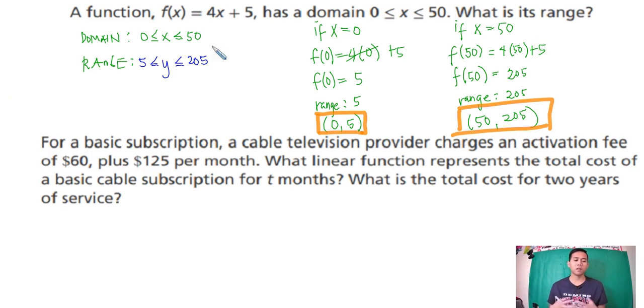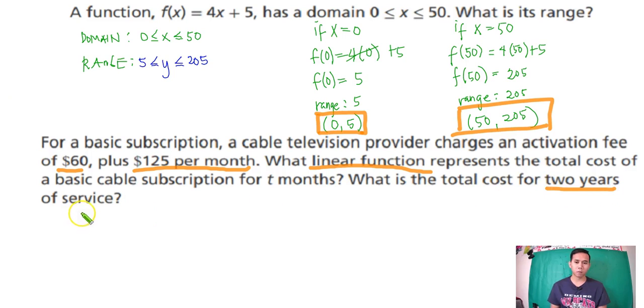Okay, and the last example on the word problem is that for a basic subscription, a cable television provider charges an activation fee of 60 and an additional 125 per month. What linear function represents the total cost? So we are going to write a linear function that will represent the total cost of the basic cable subscription for a month. And then what is the total cost for 2 years?